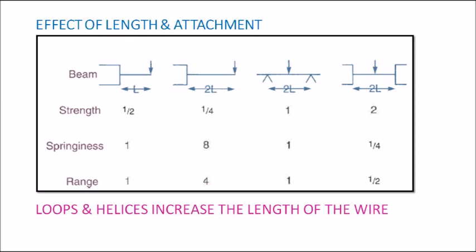So please understand that whenever there is an increase in length of a beam, in short, if there is an increase in length of your archwire attachments, then the strength is reducing, and springiness and range are both increasing. Springiness and range are directly proportional to the length of your cantilever beam. Springiness is directly proportional by a cubic function, and range by a second power function, whereas strength is inversely proportional to the length of the attachment.